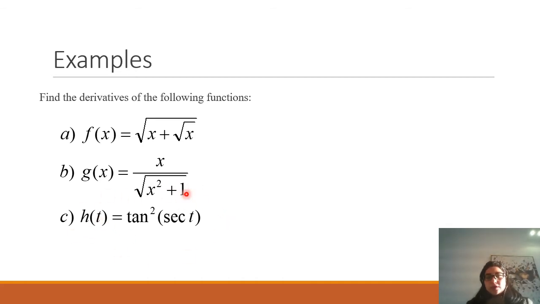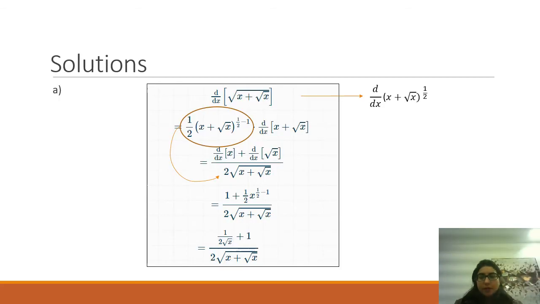How about this one? See how many functions we have in this one? How many? Well, we have the tan, we have the square, we have the sec. Which one do we do first? We do the power first, because this one is tan sec t all squared. So you do the power, and then you do the tan, and then you do the sec.